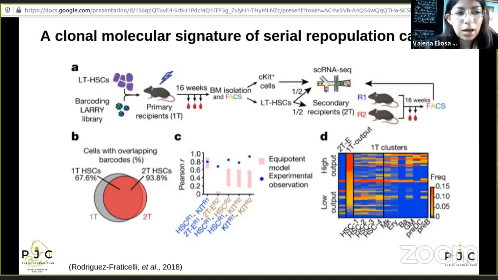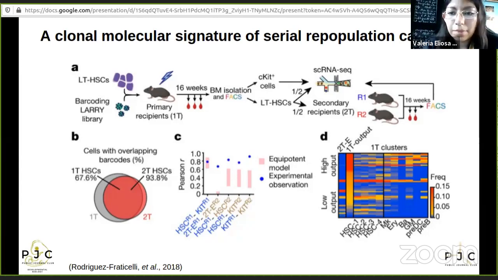So they thought that this high correlation was somehow determined by the primary hematopoietic stem cells. Some properties that were there were influencing the high correlation of the engraftment potential in the cells.